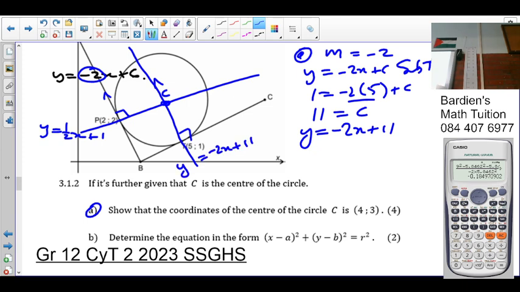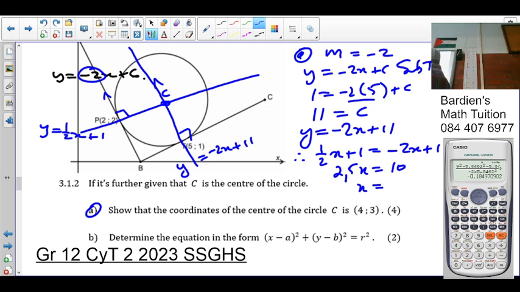Now, as you know, C is the point of intersection of those 2 lines. So therefore, a half x plus 1 has to be equal to negative 2x plus 11. So that becomes 2.5x is equal to 10. So if I divide 10 by 2.5, indeed I get an answer of 4.